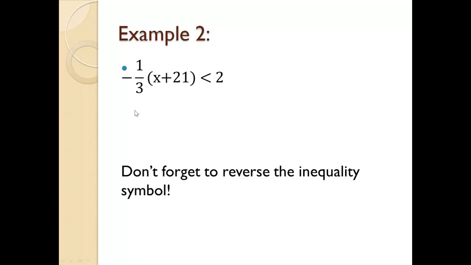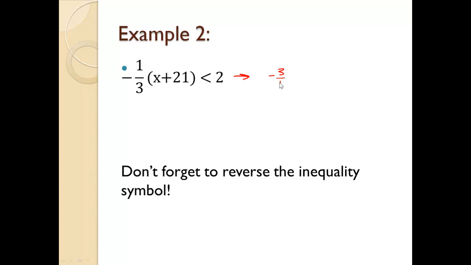Second example. Okay, and now it's getting a little bit harder. We've got negative 1/3 times the quantity x plus 21 is less than 2. So you can, if you want, distribute that negative 1/3 over the x plus 21. However, on the other side is just a 2. Okay? So here's where I would multiply by the reciprocal. Now remember, the reciprocal, the sign stays the same.